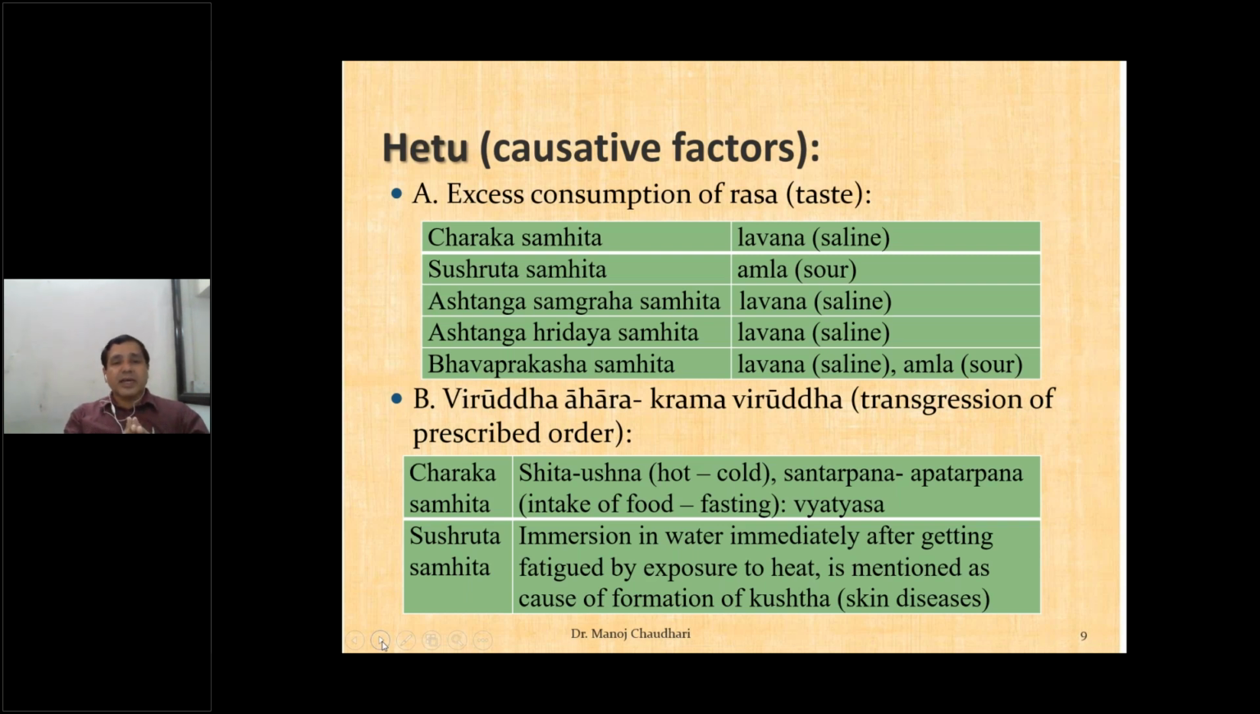So in Charaka Samhita it is explained that Shita Ushna, hot and cold, Viruddha Ahara, as well as Krama Viruddha. Now see, the summer season is there and we are feeling very hot. So I traveled a lot in the afternoon in sunlight in summer season, and immediately after going home, I bathe with cold water.